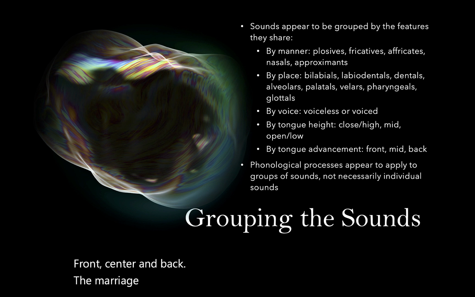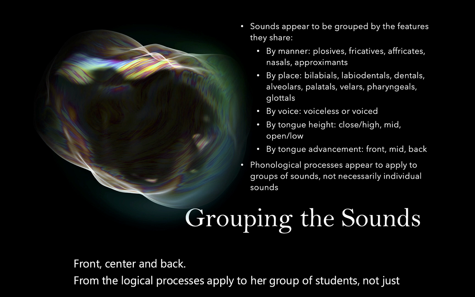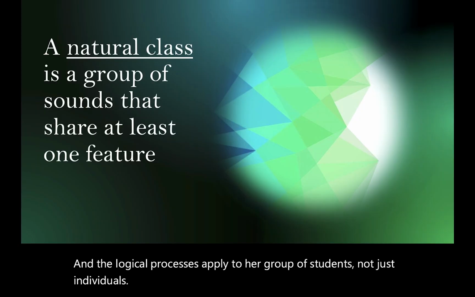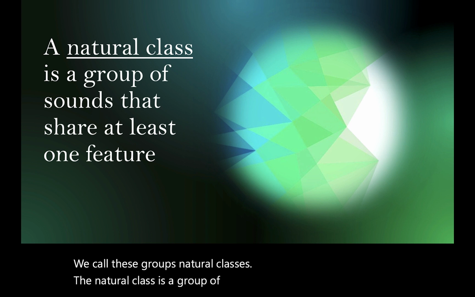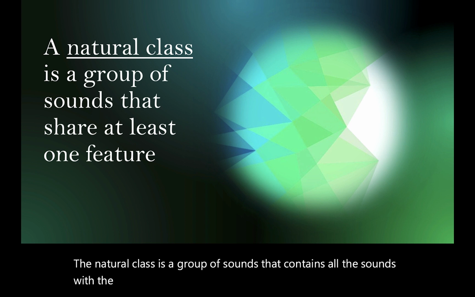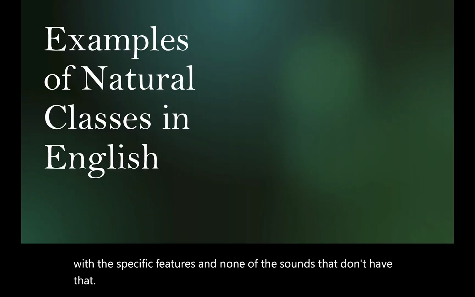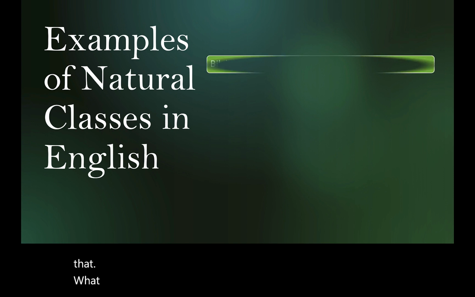Phonological processes apply to whole groups of sounds, not just individual sounds. We call these groups natural classes. A natural class is a group of sounds that contains all the sounds with a specific feature, and none of the sounds that don't have that feature. Let's look at some examples.